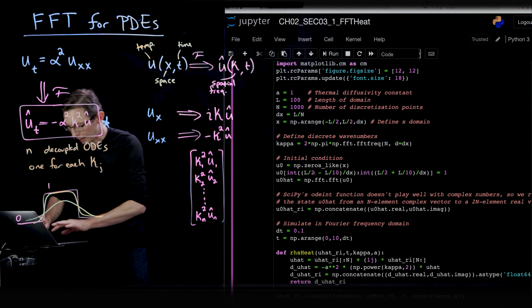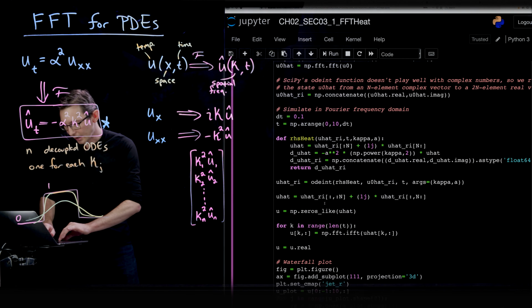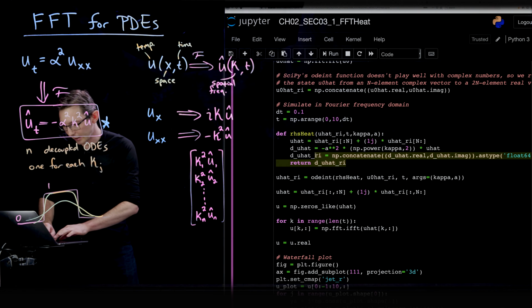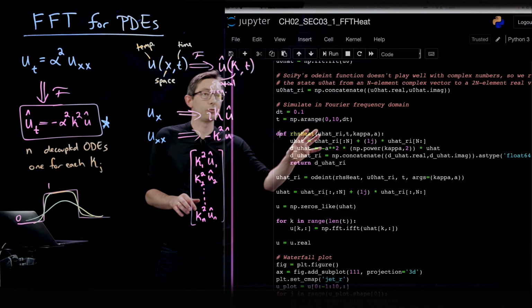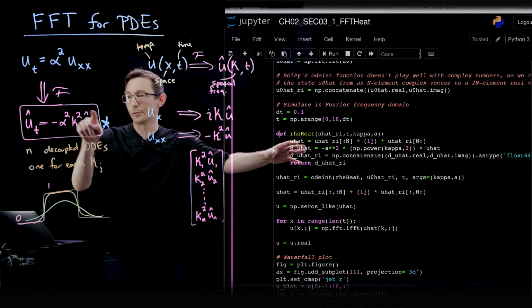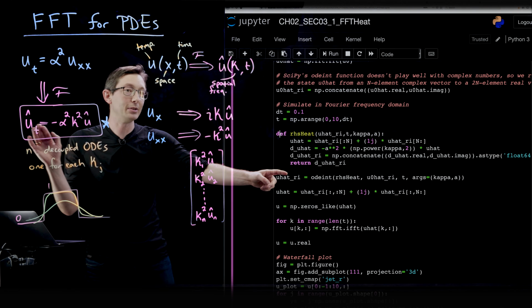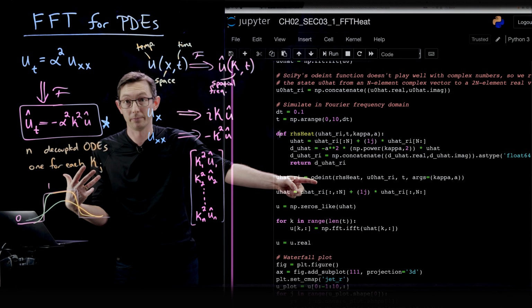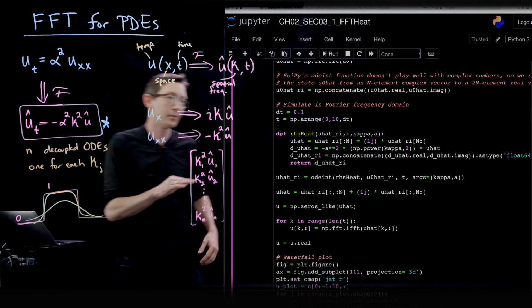Okay, good. Here's a little line to handle complex numbers. But this is the key point here, that we're going to take this right-hand side function, that is the right-hand side of our vector field in u hat, and we're going to simulate that using our ODE integrator. Okay, so I'm going to walk you through. These lines are kind of where all of the magic happens.